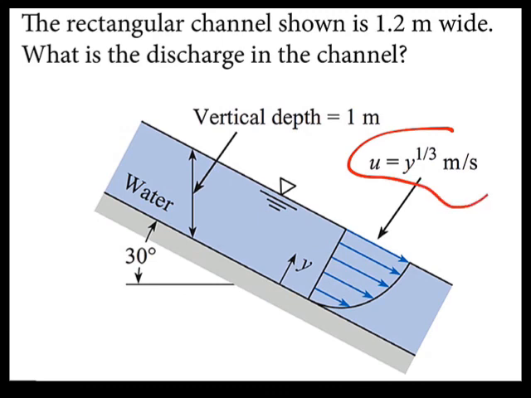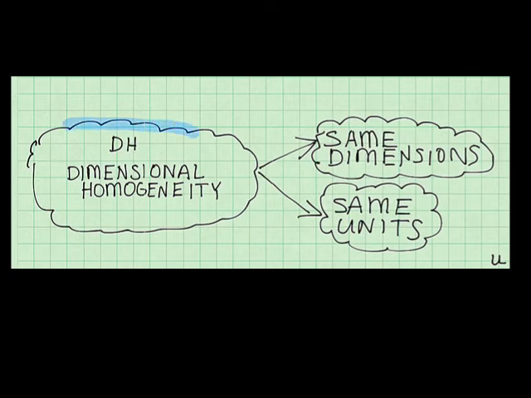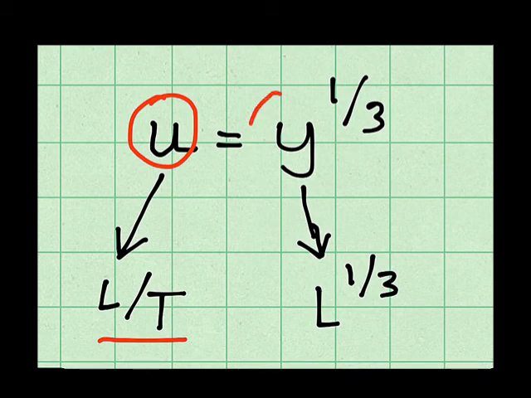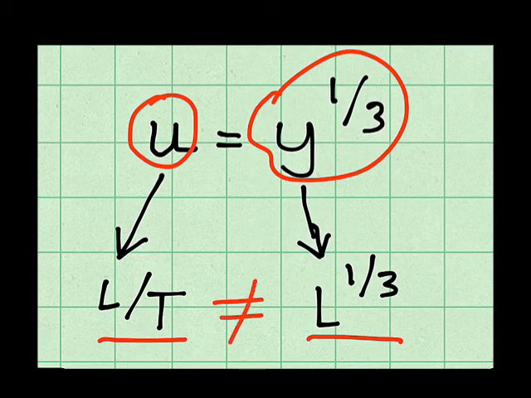This equation is a big problem because it's not DH. Let's fix this problem. DH, or dimensional homogeneity, means that each term in an equation has the same dimensions or the same units. Here's the problem. This term has dimensions of length per time. This term has dimensions of length to the 1/3 power. These are not the same dimensions.